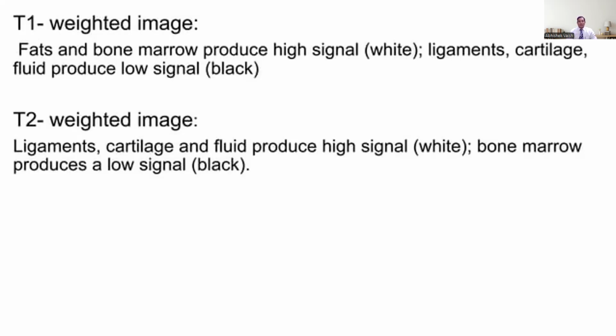In a T1 weighted image, the fat and the bone marrow look white, and the ligaments and cartilage look black. In a T2 image, the ligaments, cartilage, and fluid appear white and bone marrow appears black. So in short, a T1 image is usually done to see anatomy and a T2 image is usually to see the pathology. That is the normal rule.